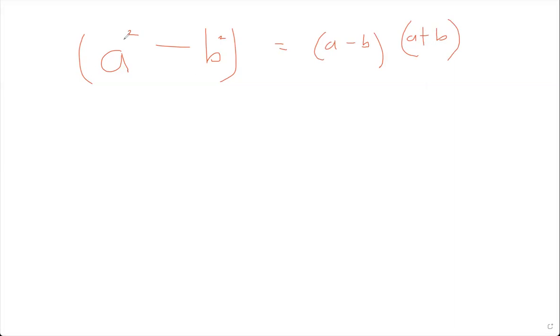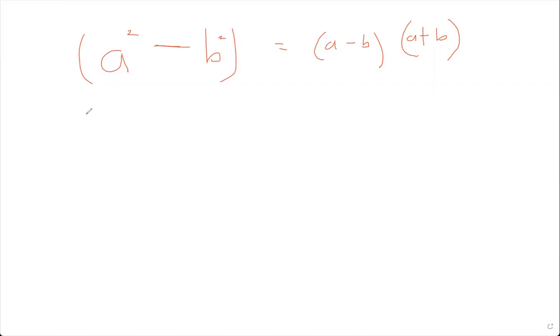They call it the difference of two squares, because this a squared is a square, this b squared is also a square, and the negative there means difference between. So when you say a squared minus b squared, it means difference between two squares.